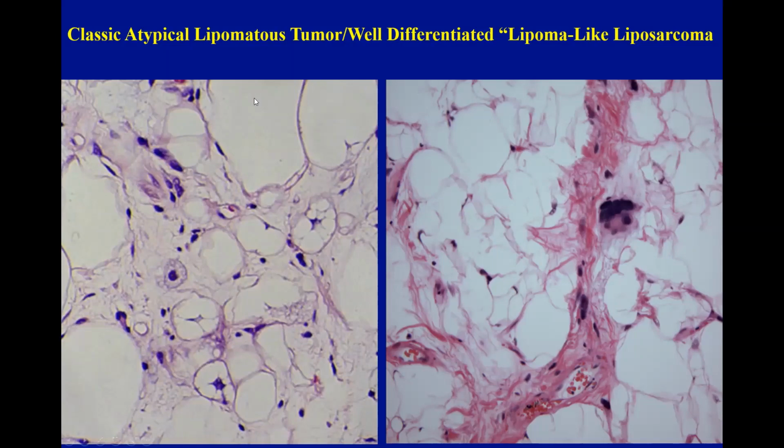Again, this picture on the left side is far less common than this picture on the right side, and we shouldn't depend on the finding of lipoblasts to establish the diagnosis of ALT. It's not needed. If you find this kind of morphology on the right side, you've got your diagnosis. We'll talk a little bit more about that momentarily.